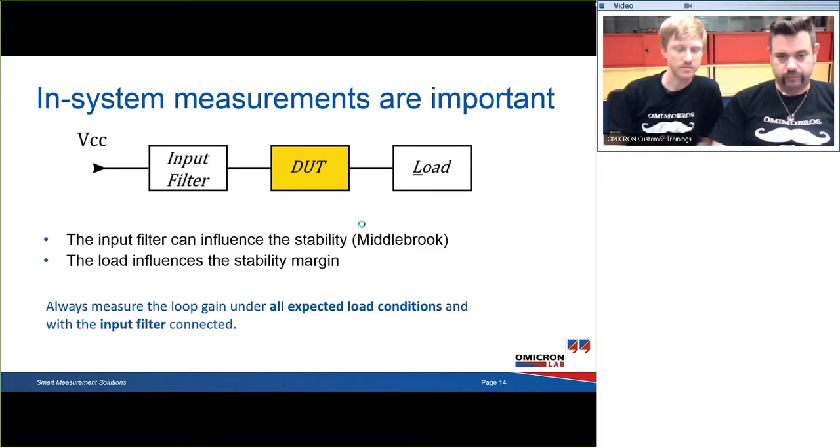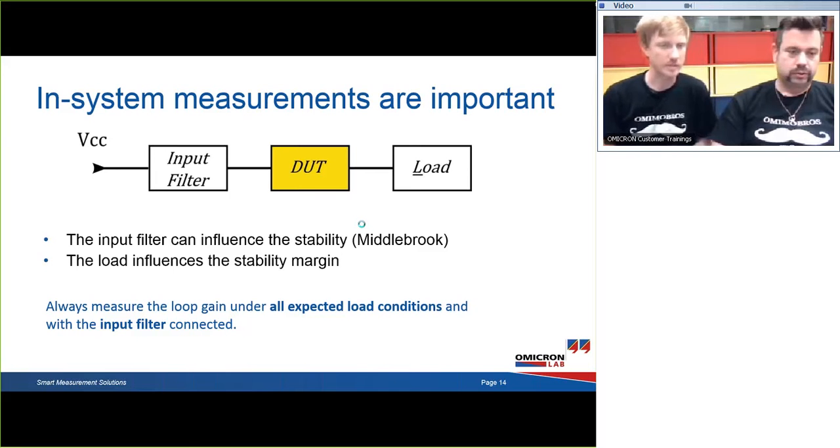So in total, to summarize, it's important to measure under all expected load conditions and with the input filter connected, and for sure also at different temperatures. If your device is, for example, to be mounted in a car that also runs in wintertime, then you need to make sure that your power supply also works at low temperatures and so on.